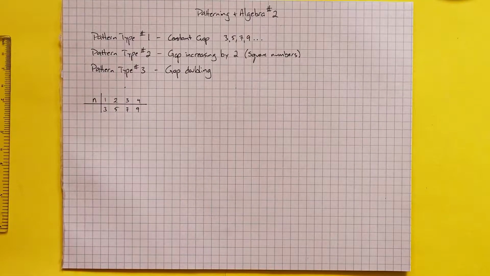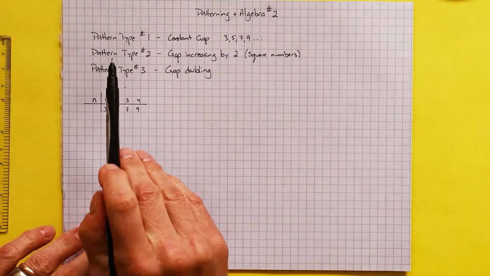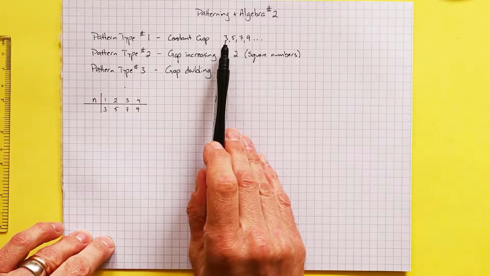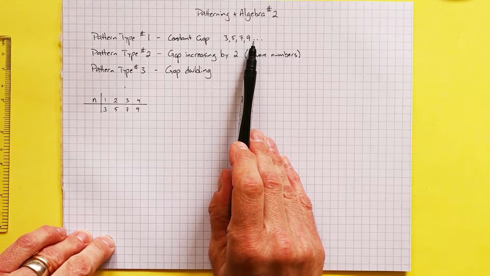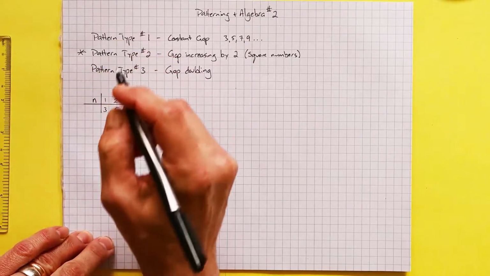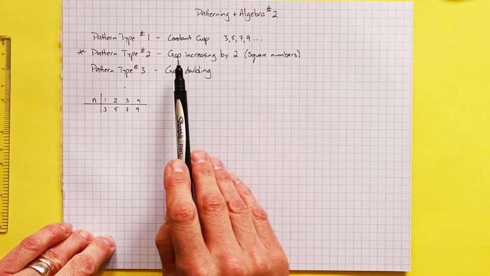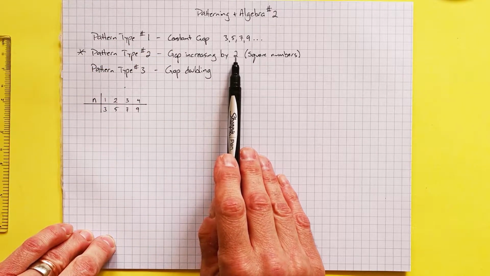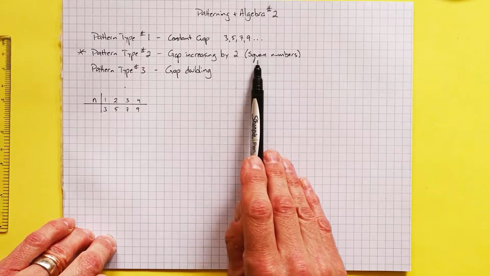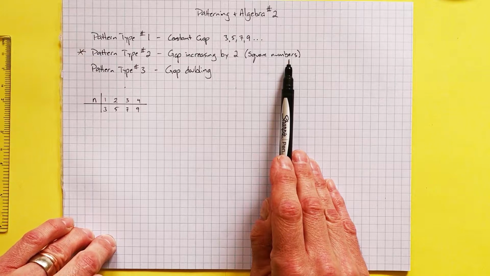Welcome back, and welcome to our second look at patterning. In the last video, we looked at pattern type number 1, where we had a constant gap. This would have been an example of that type of sequence. Today's video is going to focus on pattern type number 2, where we experience a gap that keeps increasing by 2, and we'll see why sometimes we think of this as a square numbers type pattern.